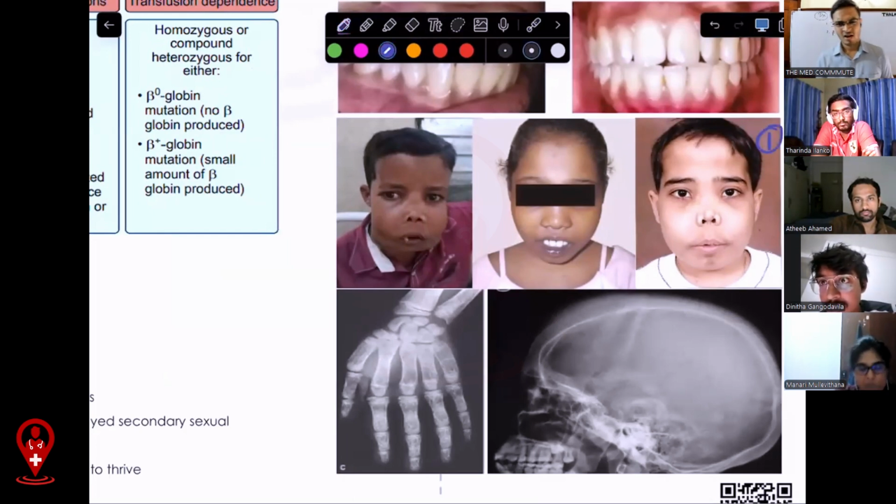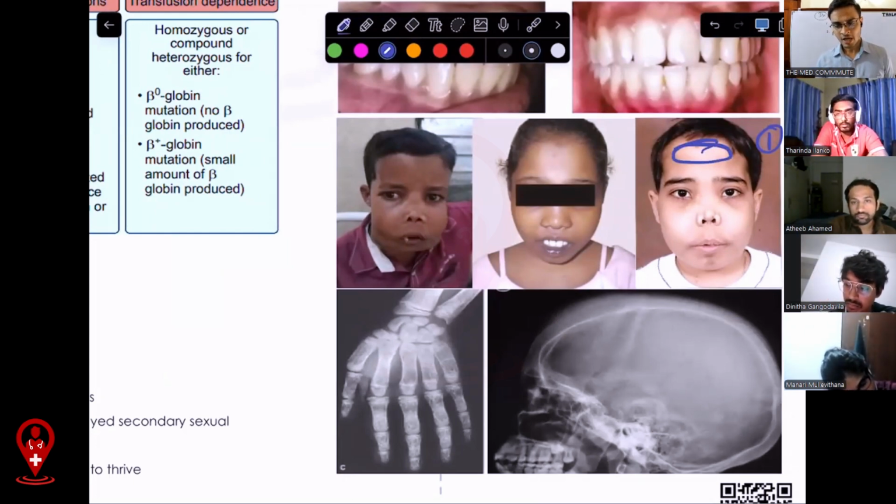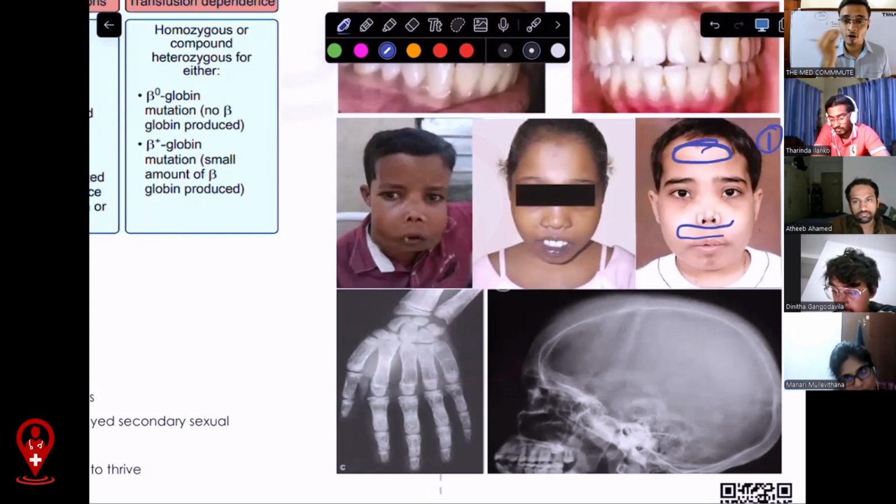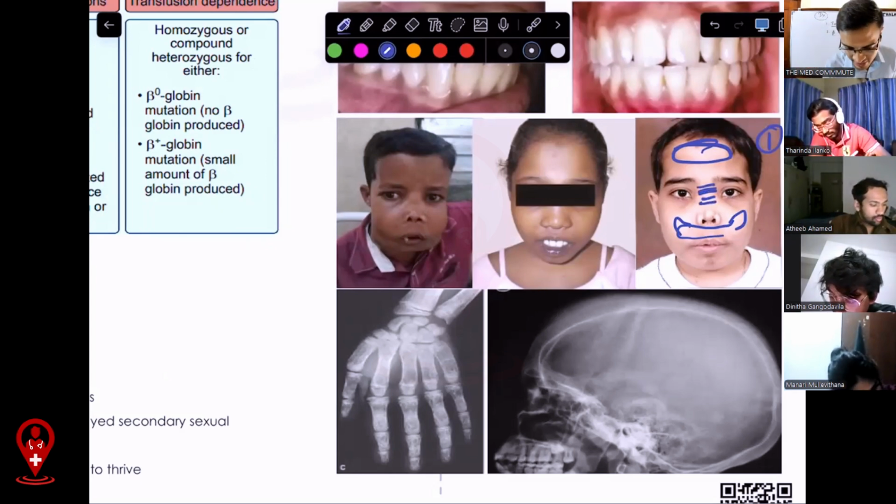If you see this child, what are some things you can see here? Any bone expansion phenomenon that you can see here? Frontal bossing. Excellent. Okay, anything else? Prominent maxilla, maxillary prominence. This area, the maxilla has come forward. The maxillary bone has come forward. Okay, what else? Flat nasal ridge. The nasal bridge is flattened out here. Now even in this kid, you can see all of these.